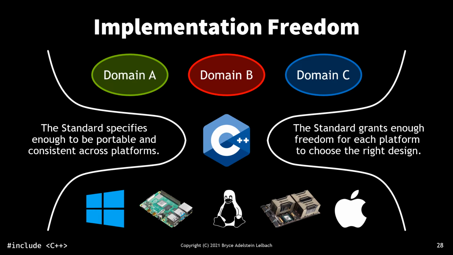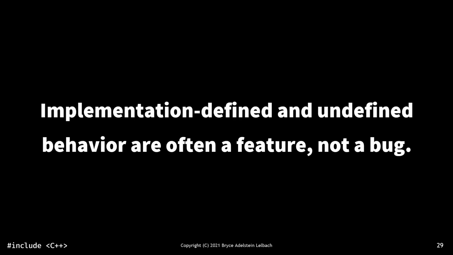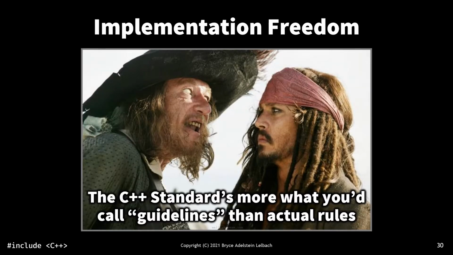I think many people don't appreciate the value of this. If we tried to specify everything and didn't leave room for implementation freedom, C++ would be less portable, not more portable. C++ would be less performant and less flexible. Some platforms might not even be able to implement standard C++. Implementation-defined and undefined behavior are often a feature, not a bug. The C++ standard's more what you'd call guidelines than actual rules. It's descriptive, not prescriptive. It grants a great deal of implementation freedom, and that's a good thing. That's what allows C++ to be portable and performant on so many platforms and environments.